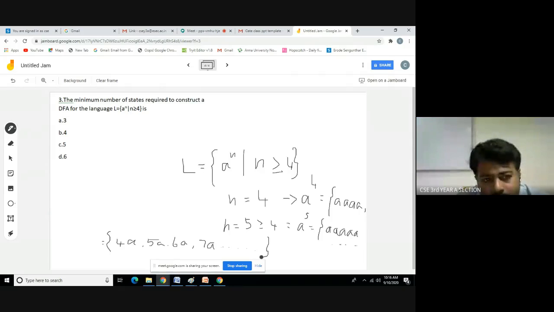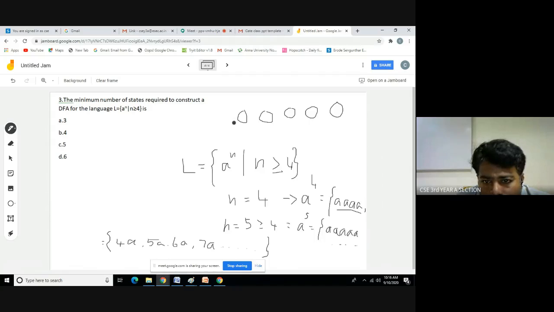So what is my question? The minimum number of states required. How many states do I need to construct the DFA for this language? The first string of the given language is 4 a's, so the length is 4. I want to construct the DFA for the first string. How many states are required? Just listen: first state, second state, third state, fourth state, fifth state.